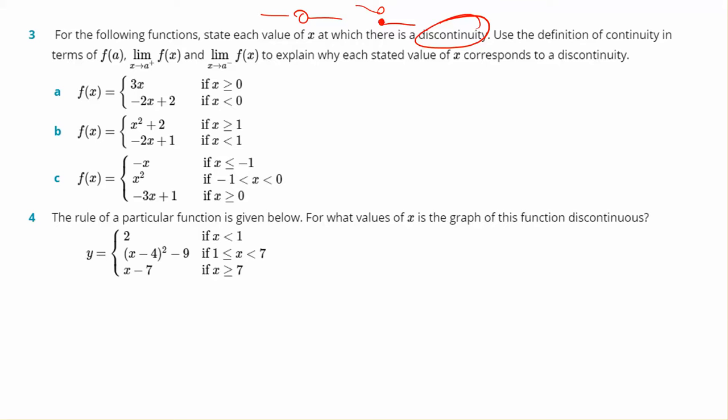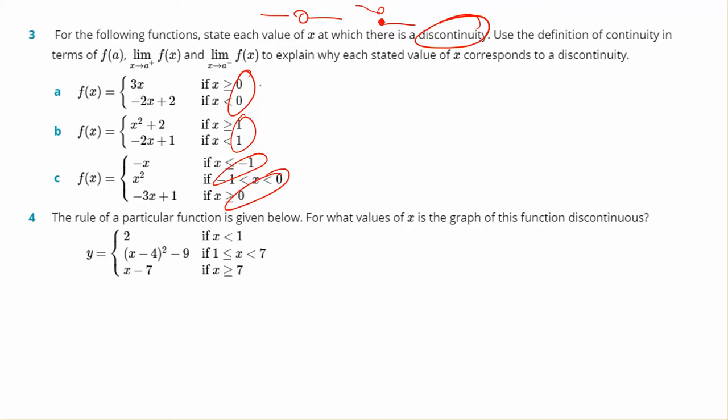So how do we determine this without having to draw the graph? You just look at where they potentially connect or not connect. So for here, it's 0, 1, at -1 at 0. And you check this by doing a test. You need to make sure the limit from the left and the limit from the right are the same, and that the value exists. So first of all, we need to check whether the value exists.